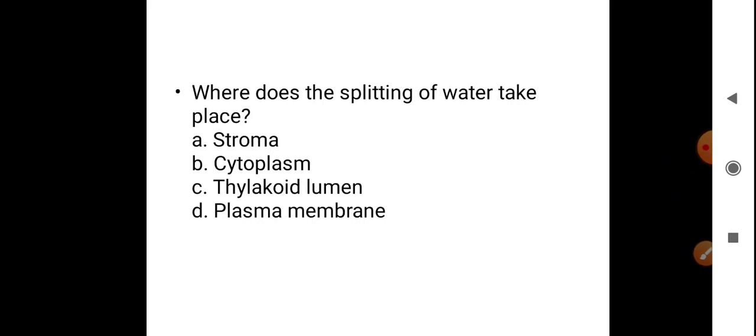Next question: where does the splitting of water take place? A, stroma; B, cytoplasm; C, thylakoid lumen; D, plasma membrane. As we know, the complex which is responsible for the photolytic splitting of water lies on the inner side of the thylakoid membrane facing the lumen. So the answer is the thylakoid lumen.